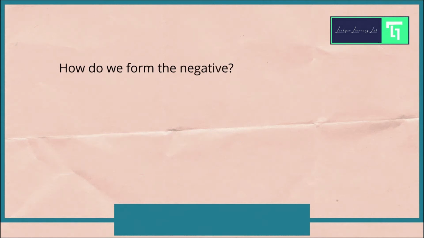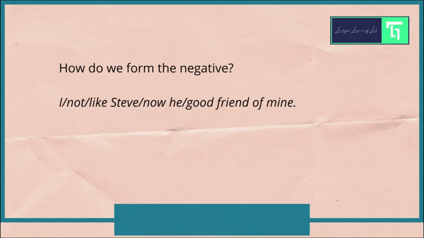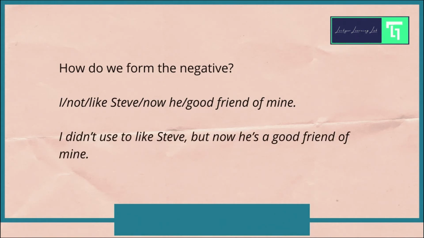Then we're going to have a look at the negative. Okay, so we want to make a negative. Here you've got some words. I not like Steve, now he good friend of mine. So we need to think about making a negative in the past. We're going to need an auxiliary verb again. That auxiliary is going to be didn't. Okay, did not. Yeah, so I didn't used to like Steve, but now he's a good friend of mine. So maybe Steve used to be a really annoying person, but now he's really good fun and you've become good friends. So I didn't used to like.